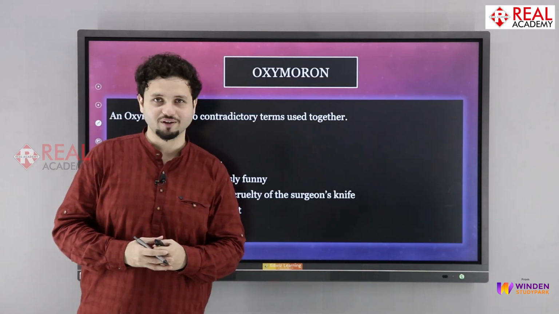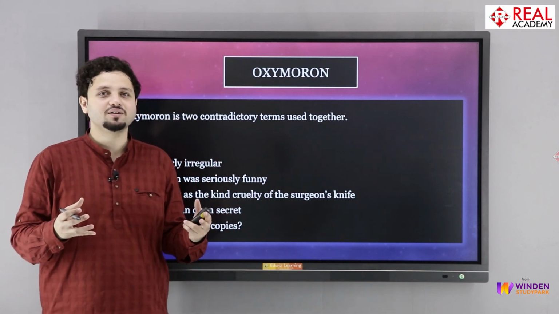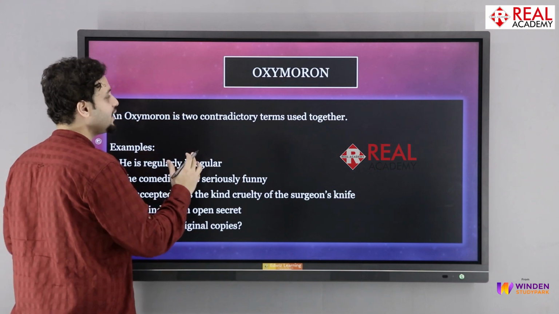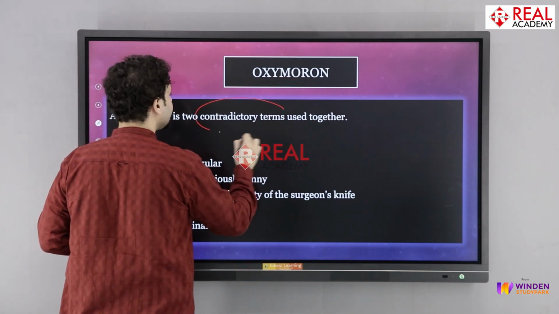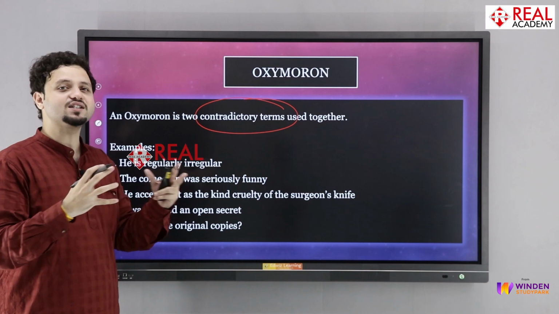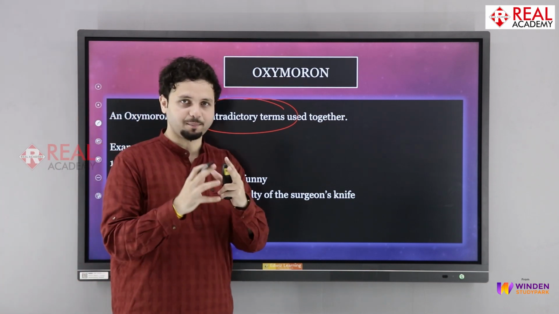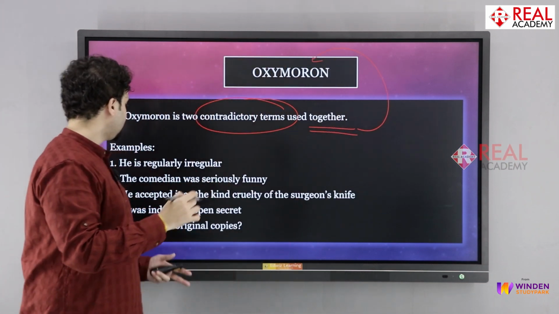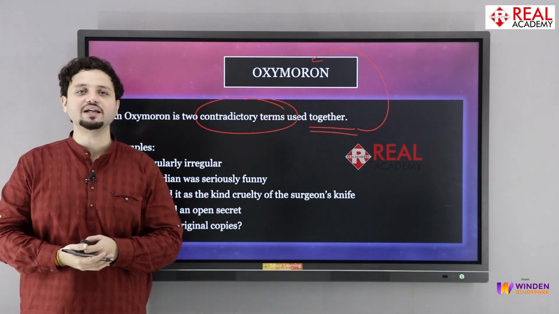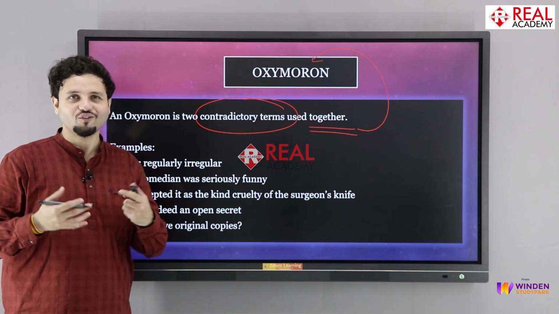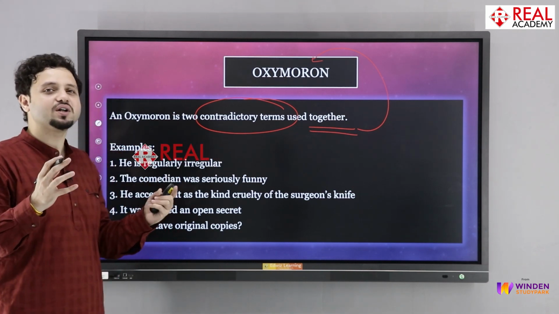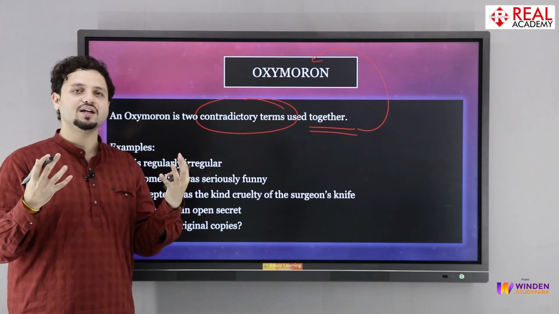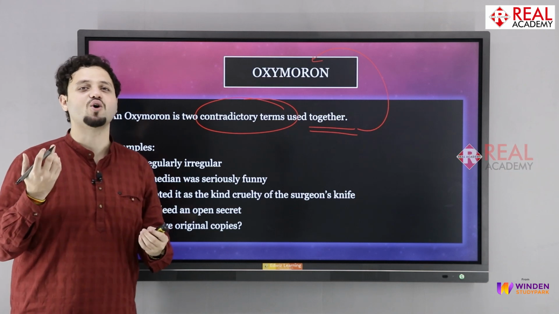We have oxymoron. Oxymoron means nothing different, but it is similar to antithesis. But here there are two contradictory terms. यहाँ पे दो contradictory terms होते हैं, conflicting terms होते हैं, and they are together, पास में होते हैं. Then it is called oxymoron. Okay, you have to remember this. Like he is regularly irregular. Regularly irregular. ये दोनों terms contradictory, conflicting हैं, opposite जैसे हैं. तो ये अगर वर्ड साथ में आए तो इट इज कॉल्ड एज ऑक्सीमोरॉन.